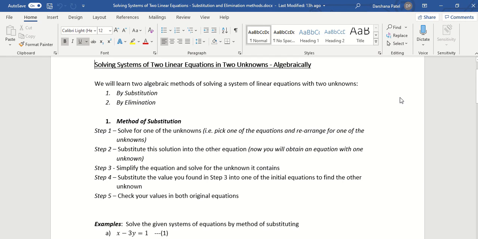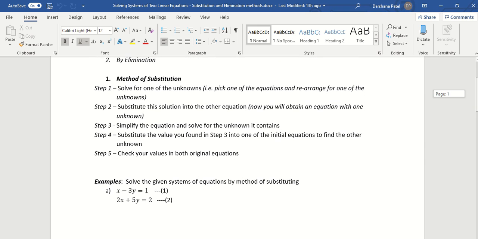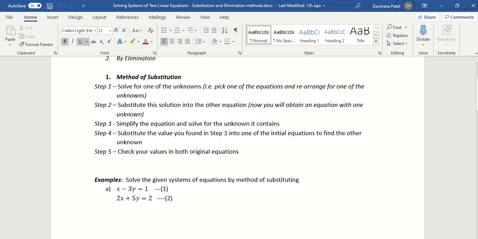Solving systems of two linear equations in two unknowns algebraically, we'll see two methods, one by substitution and second by elimination. Let's start with the method of substitution first. Step 1. We solve for one of the unknowns.